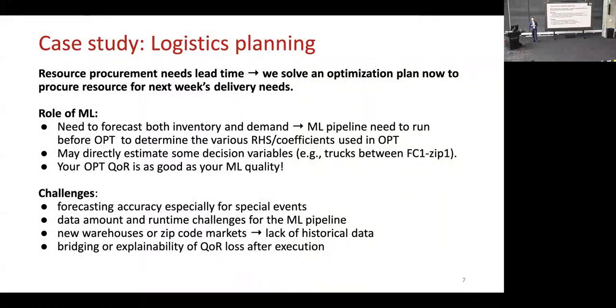All right. So it's a business decision. You procure 10 trucks, use 7. Tell me why you didn't use the 3. What happened so that you didn't use the 3? How are you going to go about that? So that's what we call bridging or explainability.